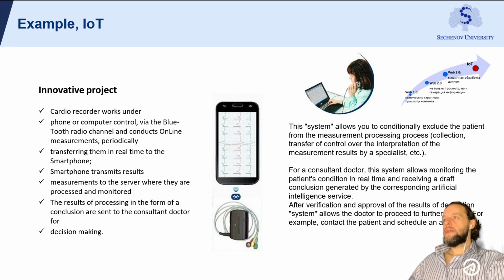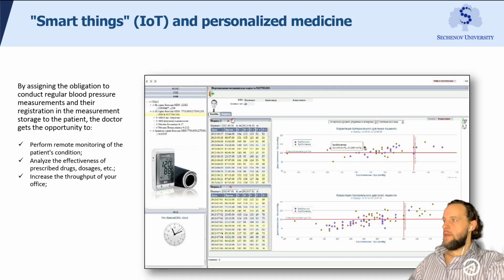Another example will be a cardio recorder, which is connected with a smartphone by Bluetooth and provides all the measurements which could be sent to the doctor for decision making. And this automation is quite beneficial for the patients. And the implementation of such tools is a good example of personalized medicine, when we were talking about the ways how medicine will be improved. Personalization was one of the options.